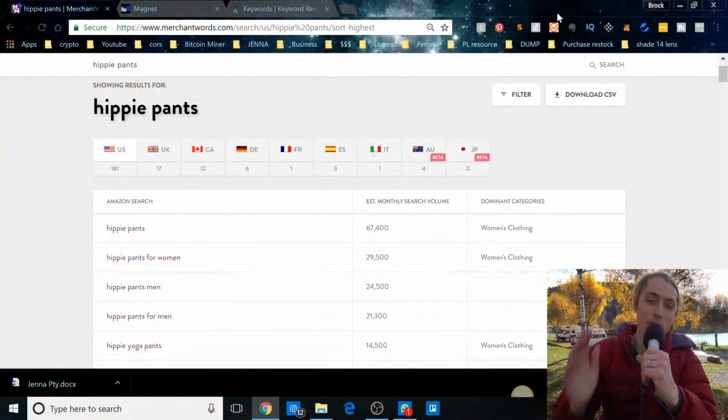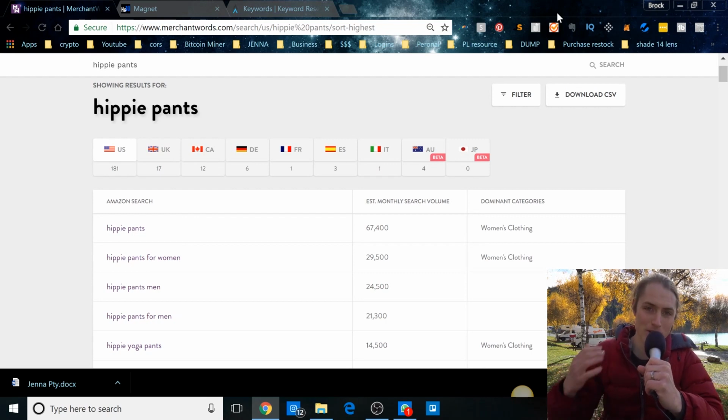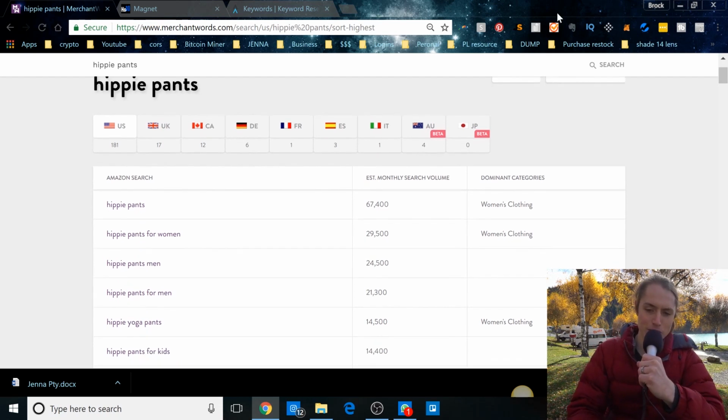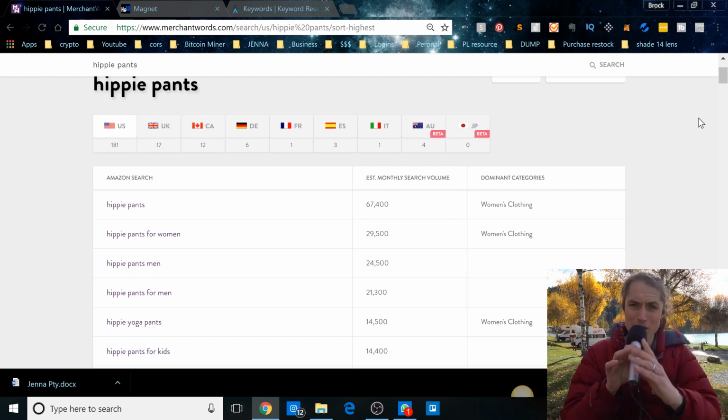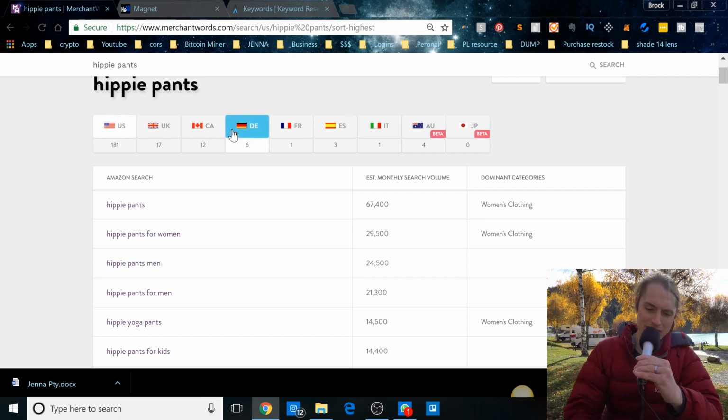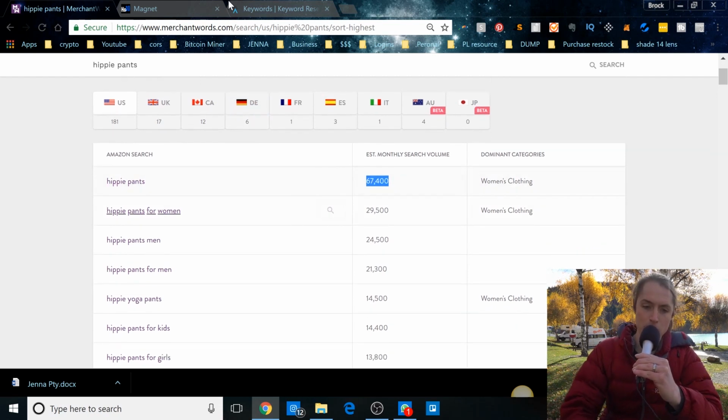Okay, so now we're going to go in and look at the exact volume for these keywords and show how Merchant Words is incorrect. If we look up the word hippie pants, we're looking that up because my wife wears hippie pants, and she told me the words that she would logically use to look them up. I just want to compare the search volume on all of these tools and see where the accurate data is. If we look at Merchant Words, it's estimating that there are 67,000 searches a month for the word hippie pants.